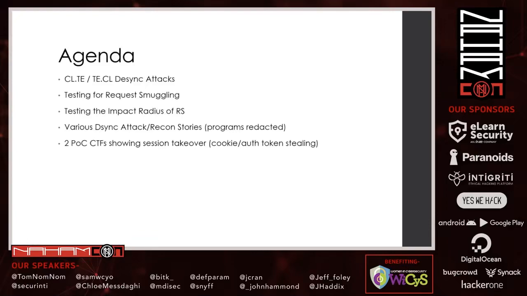On the agenda for today's talk, I quickly go over and introduce the concept of CL.TE and TE.CL desync attacks. Then I introduce a little bit on how I've tested and searched for request smuggling targets in general. After that, I discuss the categories of impact of a request smuggling attack. From there, I move on to more practical attack and recon techniques I've used to increase request smuggling impact. And lastly, I finish the talk with two proof of concept demos. These demos show techniques I've used in the majority of my reports to obtain session takeover and the leakage of PII data.